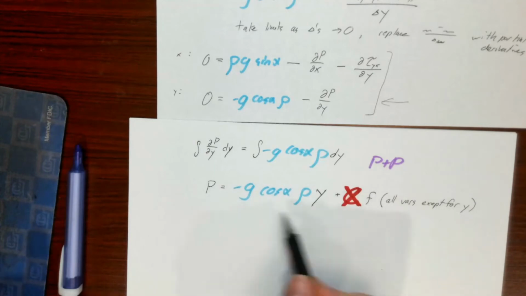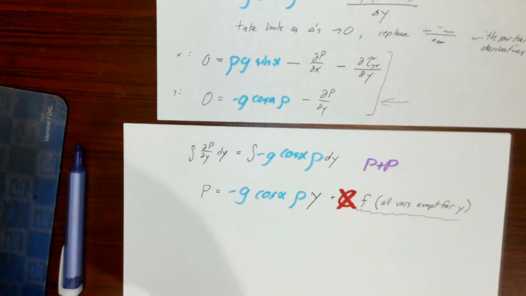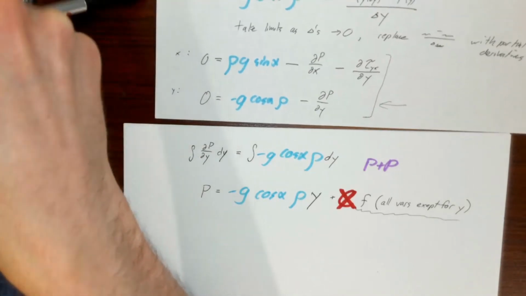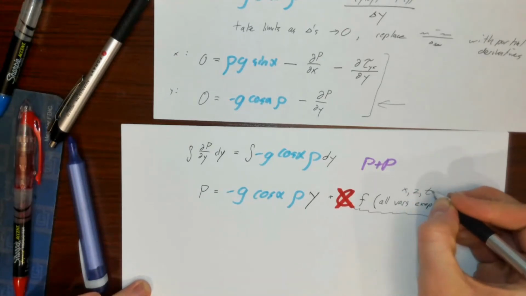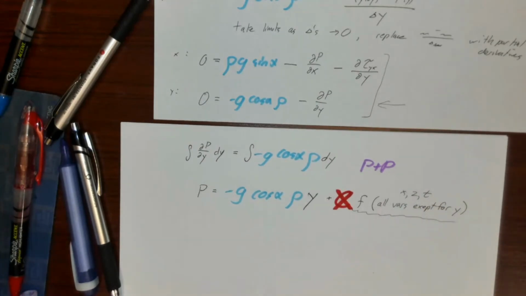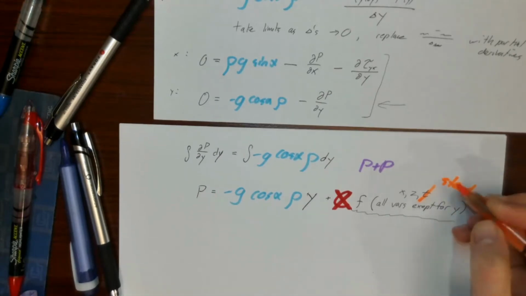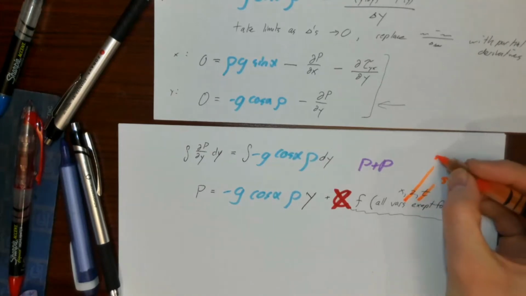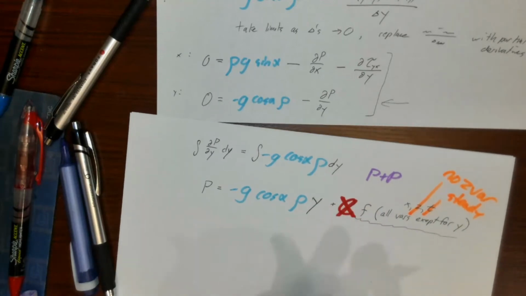So what does this mean? We have pressure, but we have this kind of messy function of all variables except for y. And what do I mean by all variables except for y? I mean problem parameters, but also this could be x, z, and t as well. So let's think if we can make any progress here. Well, we already know that it's not going to be a function of t. Why not? Because we assumed it was steady. We also assumed that there's no z variation in this problem. So we've at least made a little bit of progress.